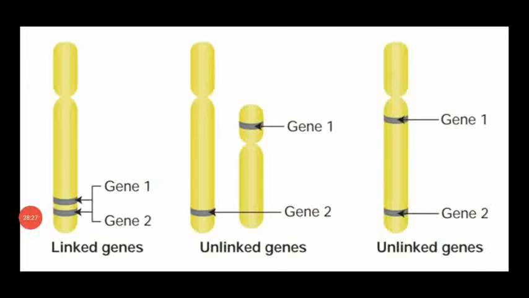Dear students, see the diagrams which are showing linked and unlinked genes. First one, a chromosome which contains two genes, gene 1 and gene 2. They are closely located, so they are linked together.